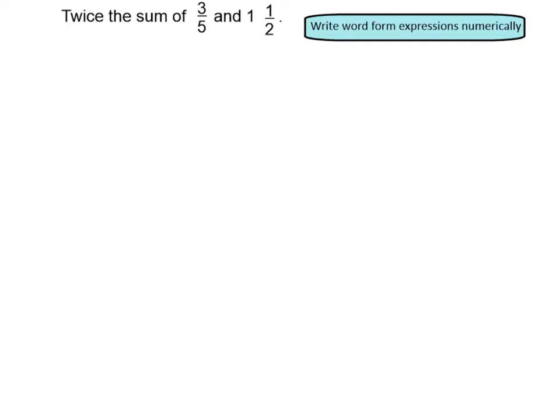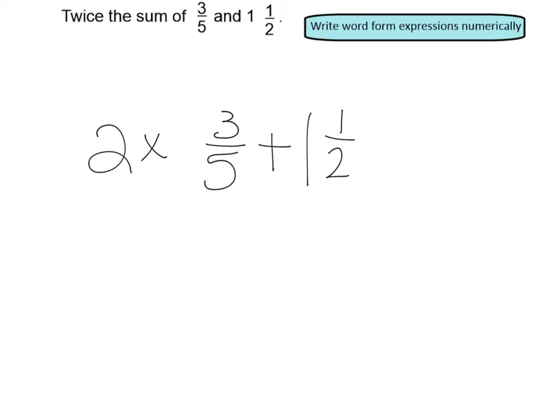So twice, it says twice. So twice, I know, means 2, or 2 times. Now this says the sum. What does the word sum mean? Think about that. Well, I know the word sum means add, the answer to an addition problem. So we need to add two numbers. So we need to add 3/5 and 1 1/2.